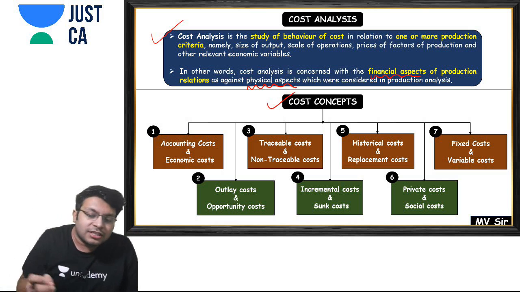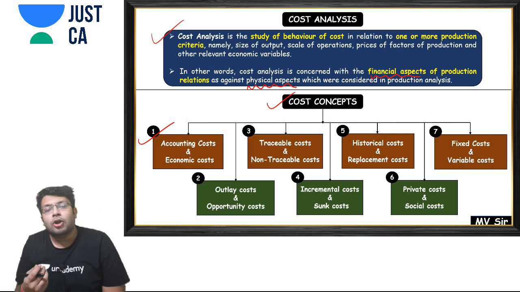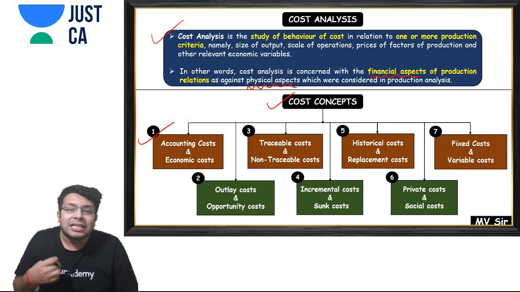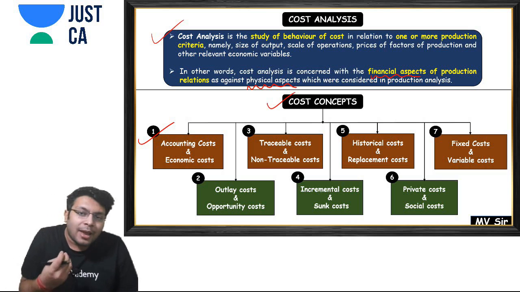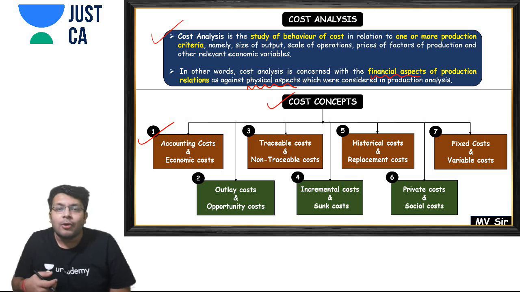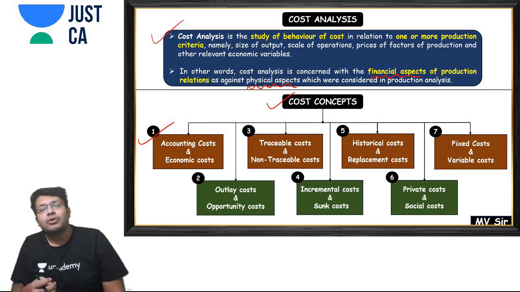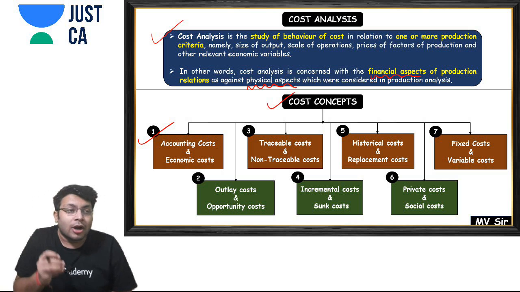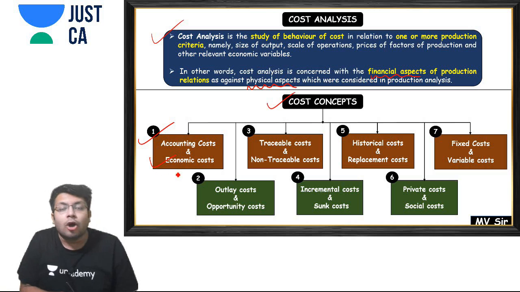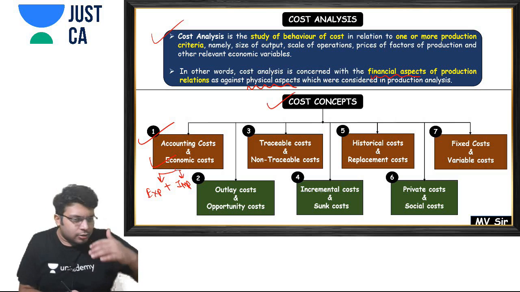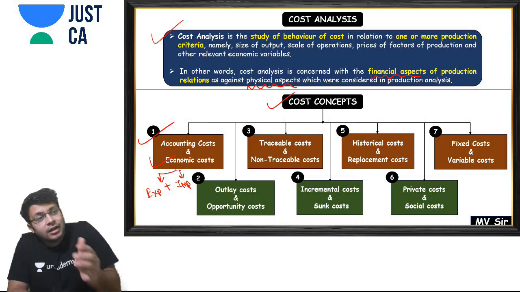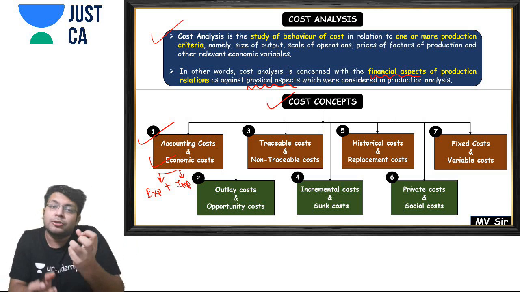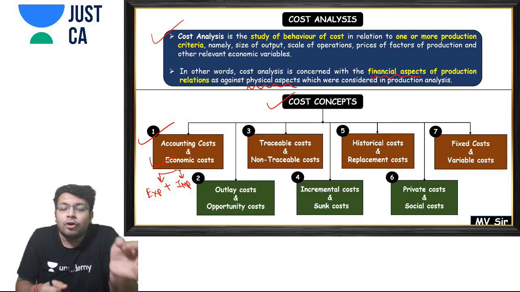So you have a total of 7 points over here. First point is accounting cost and economic cost. Accounting cost includes all the explicit costs in which you actually have to pay money, the cost in which you actually have to incur some expenditure. These costs are recorded in your books of accounts. And what do you mean by economic cost? Economic cost includes explicit cost, plus they also include implicit cost. So accounting costs are only explicit costs, but under economic cost we consider explicit cost plus implicit cost.